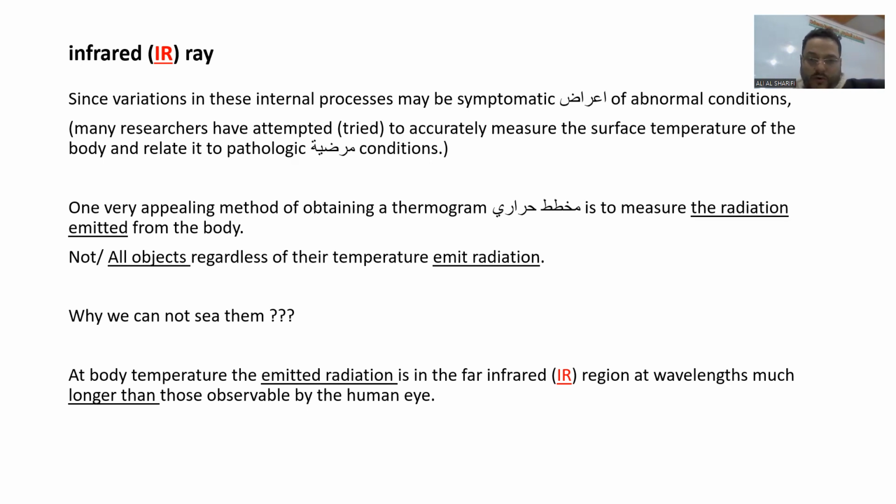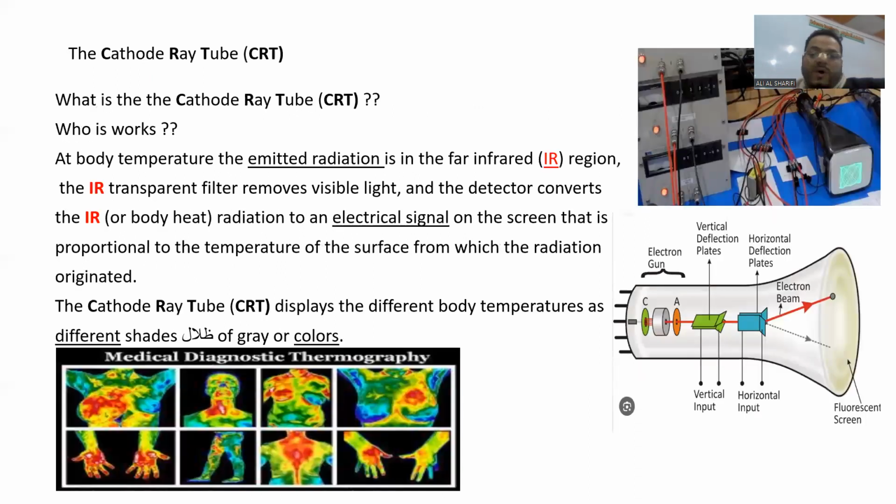One very applicable method of obtaining a thermogram is to measure the radiation emitted. Which radiation? Infrared, emitted from the body. Like I said before, all objects, regardless of their temperature, emit radiation, but it's not equal. Now let's talk about why we can't see it. Like I said before, because it belongs to the infrared ray with a specific wavelength, it's invisible to us. What is the CRT? C from cathode, R from ray, T from tube.